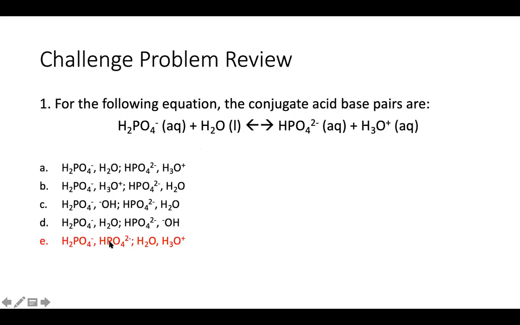Now our other pair would be our base and our conjugate acid. Looking at our reactant side, if dihydrogen phosphate is an acid, that means water has to be our base. Our conjugate acid, which will be found on our product side, will just be our base after it gained a proton, right? So it's going to be water once it gained a proton, which becomes hydronium. So hydronium is our conjugate acid. That makes choice E correct.